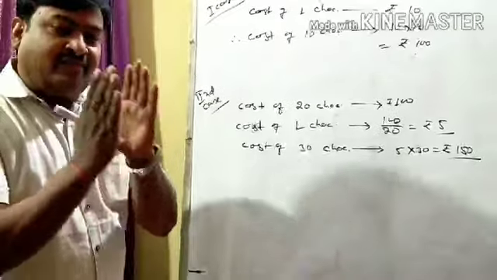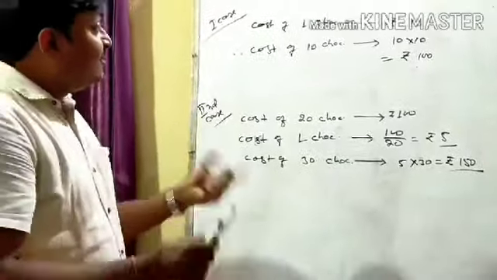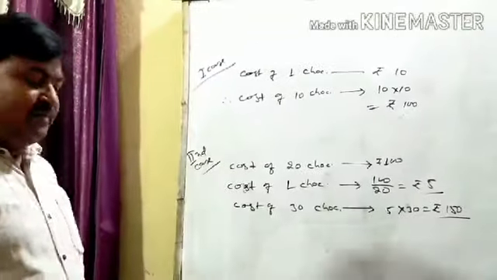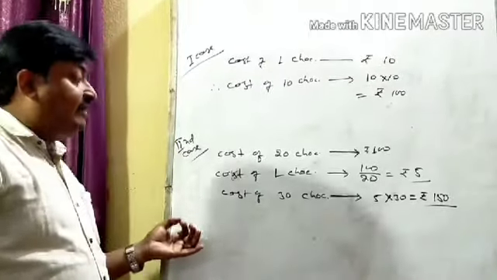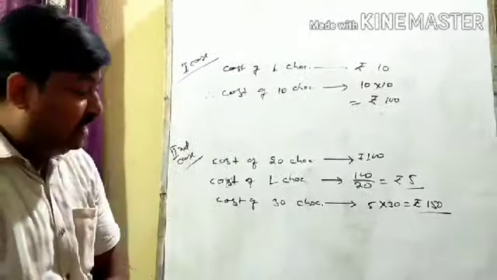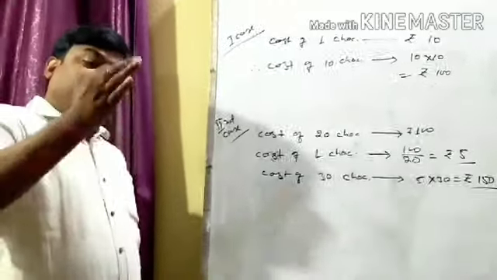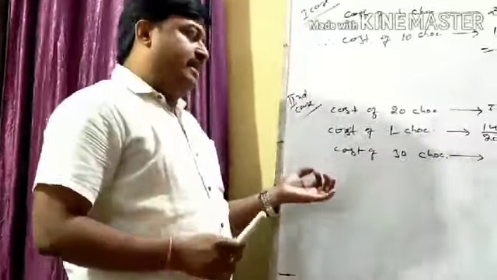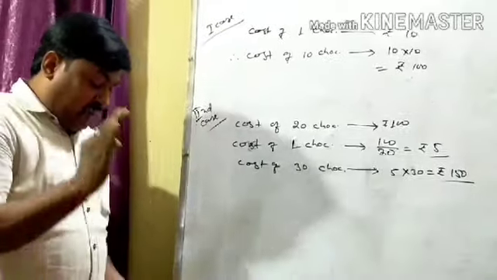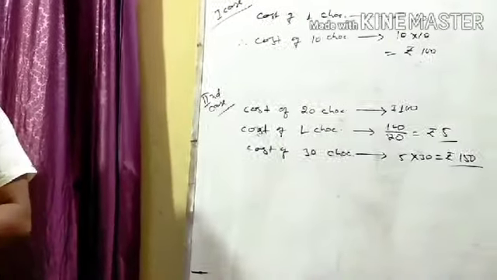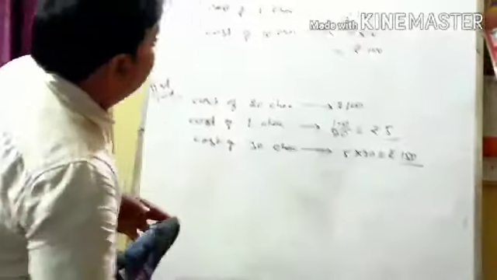Student, finding the value of unit quantity, finding the value of one, is called unitary method. Okay. So before finding the value of any given quantity, we have to find the value of a unit quantity. If we find the value of unit quantity, it's very easy to find the value of any given quantity. So finding the unit quantity is called unitary method.